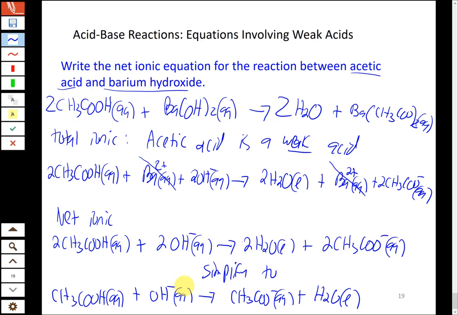So next time what we're going to cover are redox equations, redox reactions, which is the third major category of aqueous reactions, and those are a bit more tricky to balance, so we're going to spend a lot more time on talking about how to balance those equations next time.